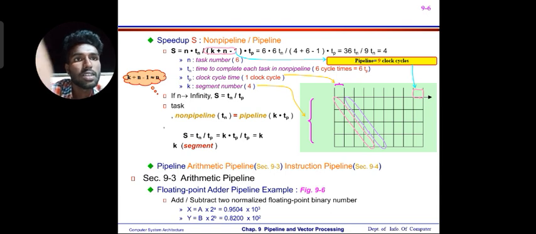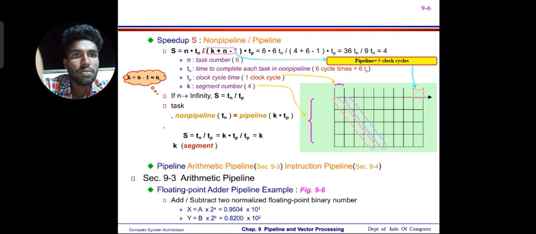Speedup over non-pipeline: S equal to n times Tn divided by (k plus n minus 1) times Tp, equal to 6 times 6n divided by (4 plus 6 minus 1) Tp, equal to 36 Tn by 9 Tp, Tn equal to 4. N equal to number of tasks, 6. Tn equal to time to complete each task in non-pipeline. Tp equal to clock cycle time. K equal to segment number.